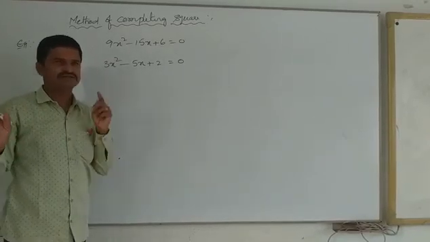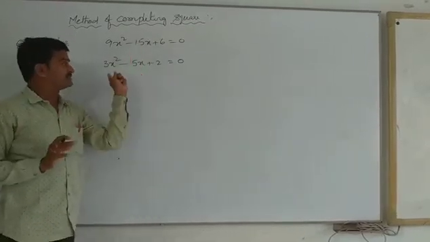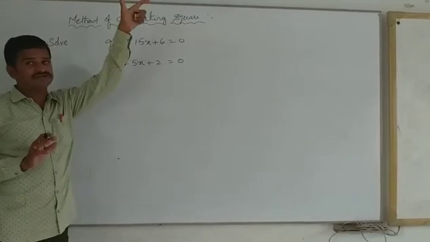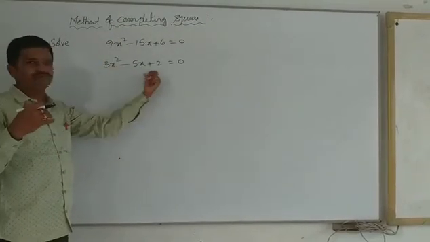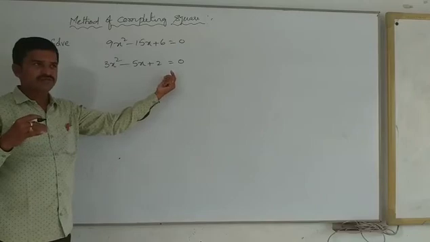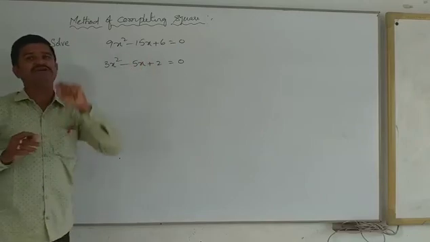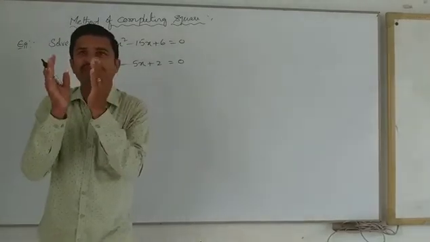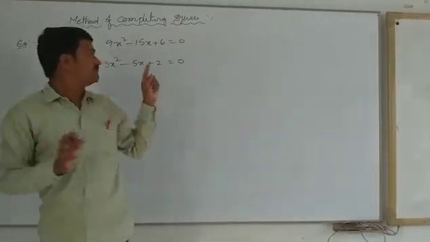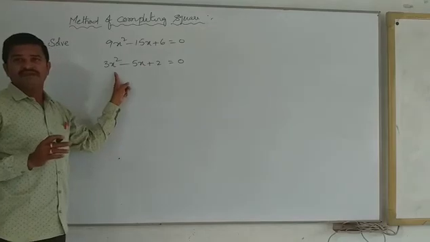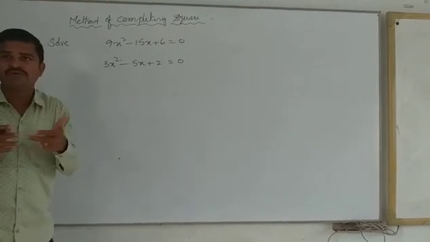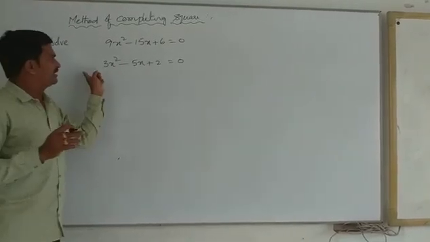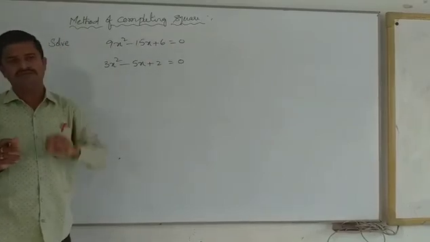Okay, one thing has happened. This is not part of the method of completing square. For our convenience, I have simplified this one. Are you clear? Now, what is the first step in completing the square? The coefficient of x square should be 1. Here, what is the coefficient of x square? 3. So, what do we have to do? We have to divide the equation by 3.